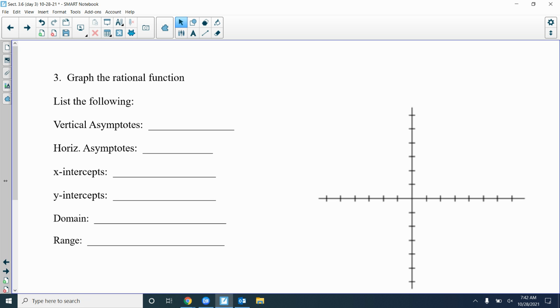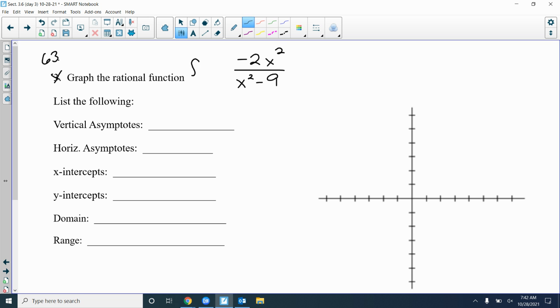All right, Brian, what's the function? This is number 63? Yeah. Negative 2x squared over x squared minus 9. Right, exactly. Okay, thank you. And we'll call it f of x.